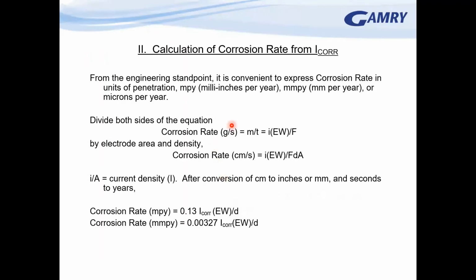In general, from an engineering standpoint, we want to know the corrosion rate in terms of units of penetration, so inches per year or millimeters per year. So we're going to divide both sides of the equation by the area and the density, and we end up with an expression like this that's going to give us the corrosion rate in milli-inches per year, which involves the I corr, which we've measured, the density, and the equivalent weight, which we can look up or calculate.